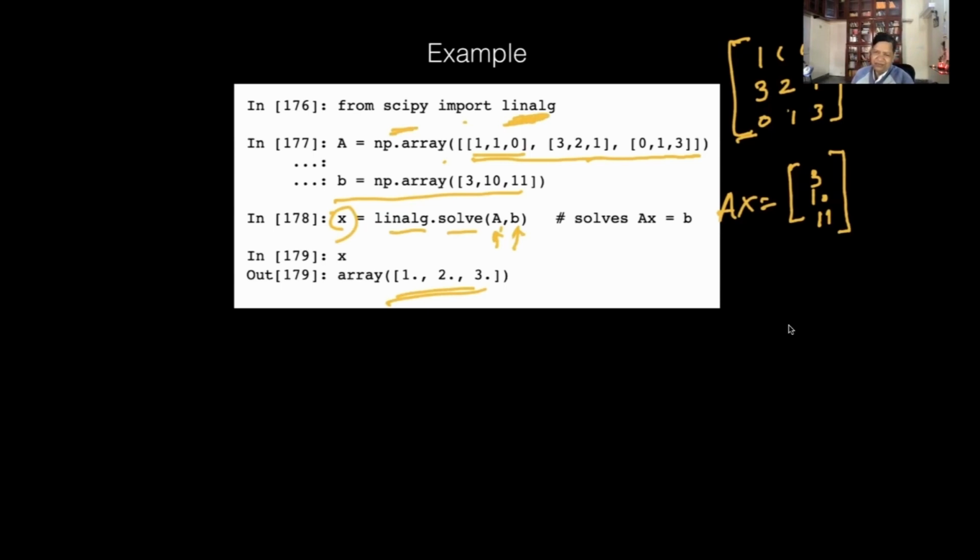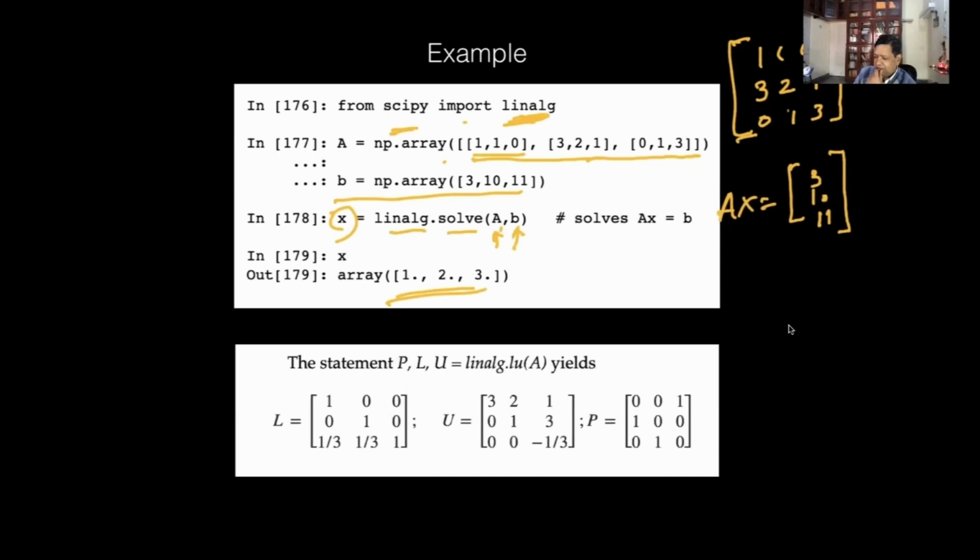So Python offers these functions. You don't need to write your own Gauss elimination scheme. It works. You can also compute the LU decomposition for this matrix A. We just say linalg.lu, and the argument is A. So this will give you, well, the left side is P, L, U.